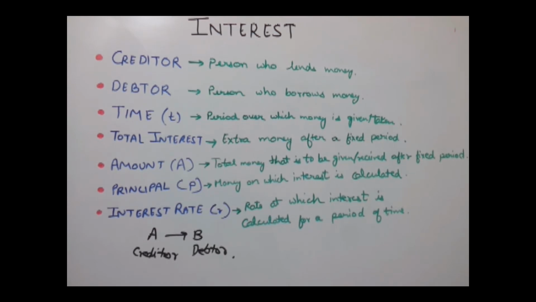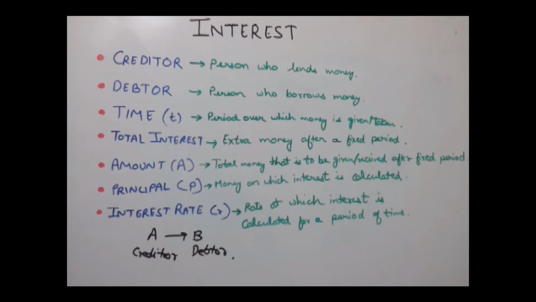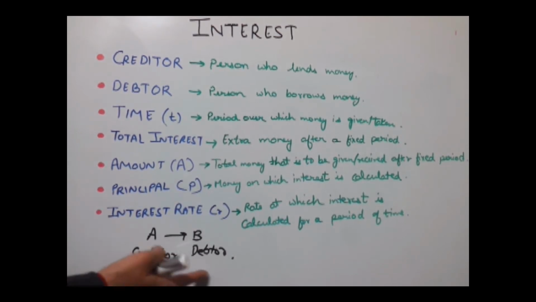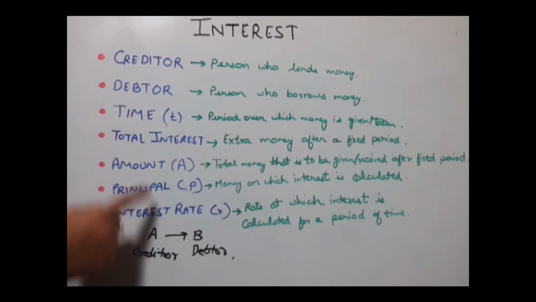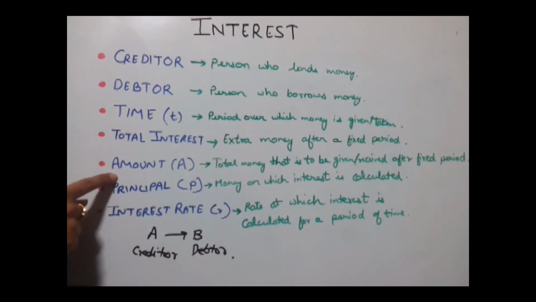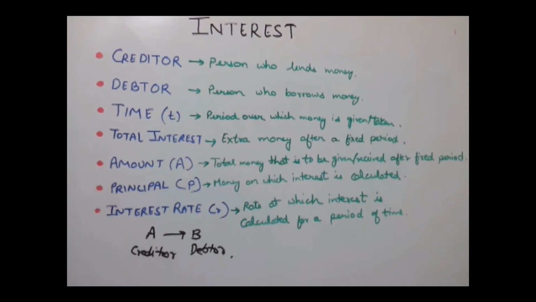Total interest. This is the extra money which is received after a fixed period of time on the amount borrowed or given. Say creditor A gives money to debtor B at 10% per annum for 10 years. Then at the end of that period, at the end of 10 years, the extra amount that the creditor will receive will be his total interest. Now, another word which is used in interest problems is amount. This is generally represented by capital A.